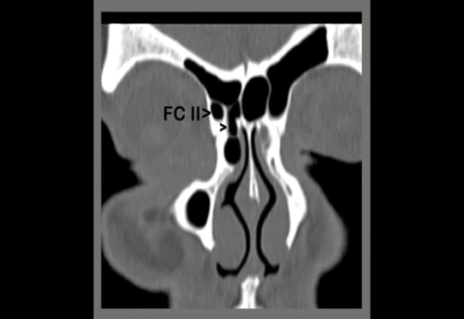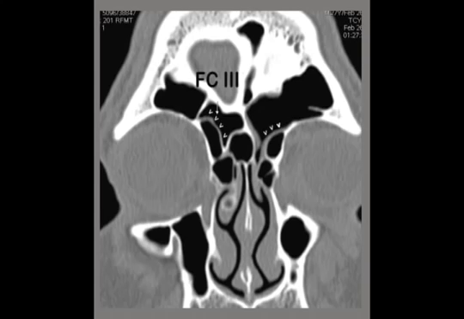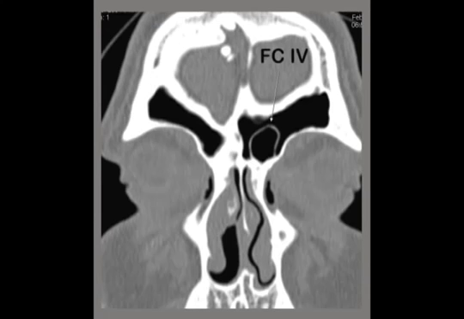In this cell, you can see there are two cells in the right side above the agger nasi, classifying it into the type 2 cell. Here you can see a classical example on both sides of type 3 cells. So you can see a type 3 cell and also type 1 cell on the left side, and here you can see very clearly a type 4 cell, which is an isolated cell in the frontal sinus. Now you should also look for certain other anatomical findings.